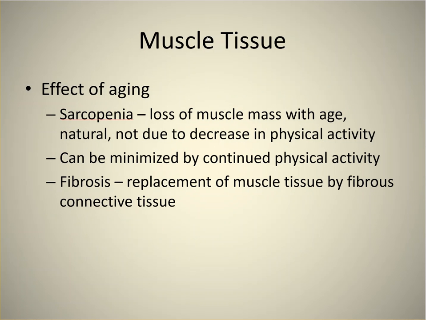Okay, slide 45, effects of aging. The amount of exercise you do, that's up to you. It's completely voluntary. Aging, it's irrevocable, and it always happens. Sarcopenia, loss of muscle mass with age. It's natural. It's going to happen.